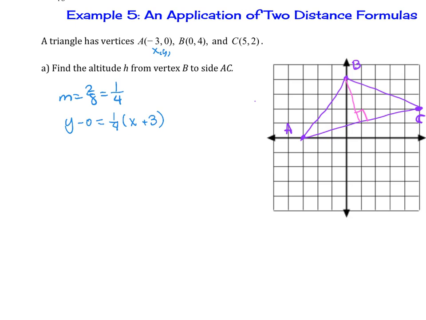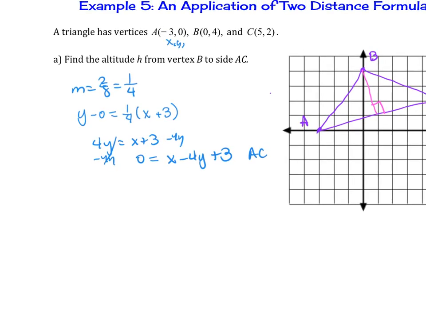We want it in standard form, so let's multiply by 4 on both sides. So we end up getting 4y equals x plus 3. Now we need to set it equal to 0, so let's move the 4y to the other side. So we get 0 equals x minus 4y plus 3 as our equation of AC. And now to find the altitude, we're going to use the equation of AC and the point B.